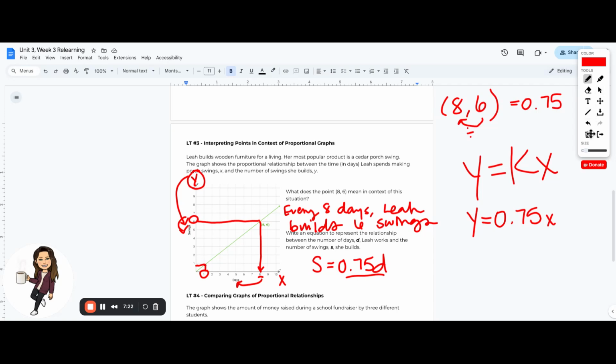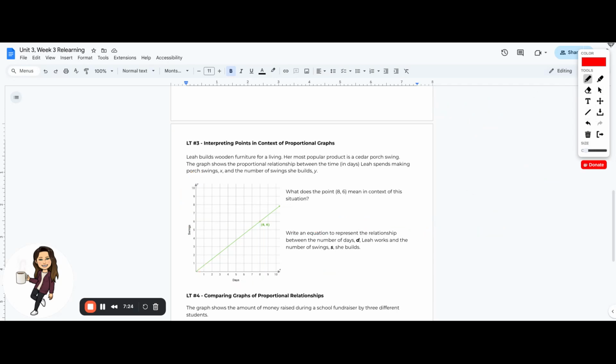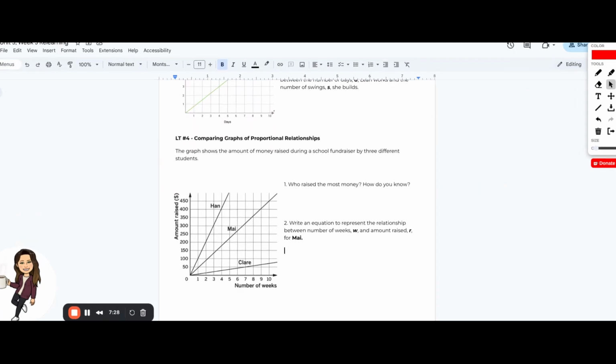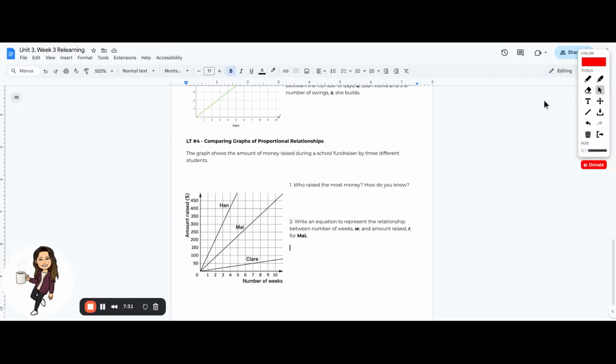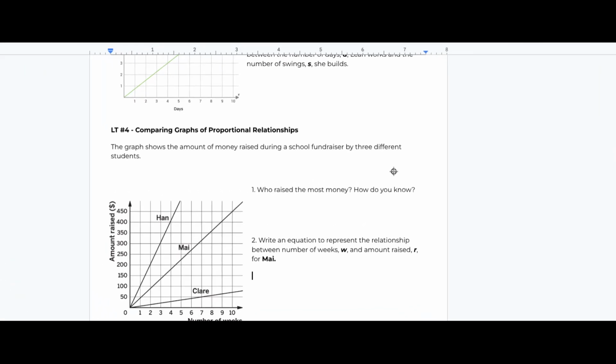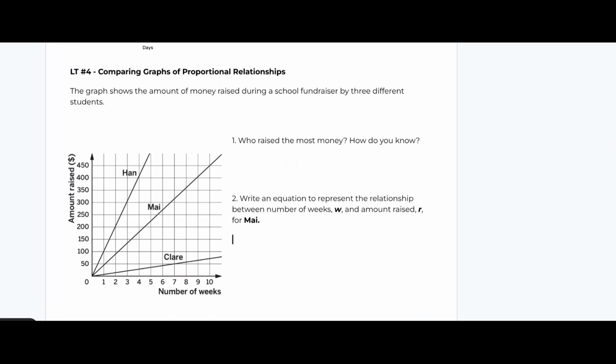All right, and last thing here, we are looking at comparing proportional relationships. It looks like this might let me zoom in here. Comparing proportional relationships. The graph shows the amount of money raised during a school fundraiser by 3 different students. Who raised the most money? How do you know? So guys, the catchphrase of Wednesday's lesson was, the steeper the line, the higher the constant.